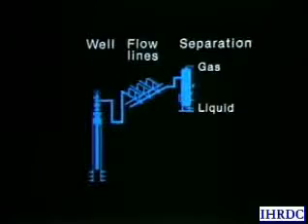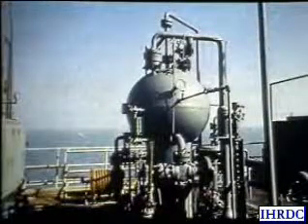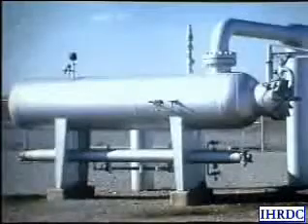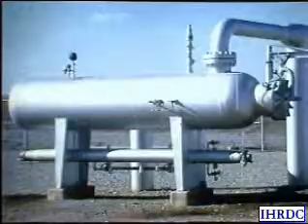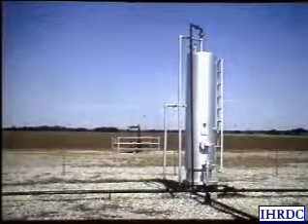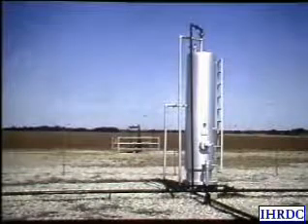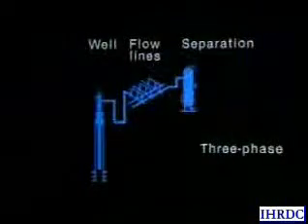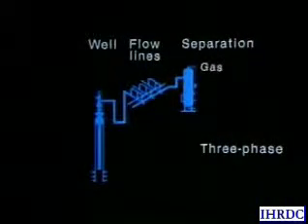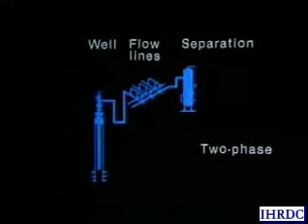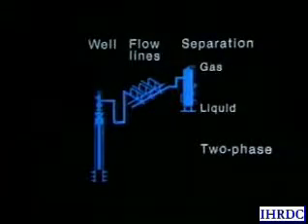Separators are usually classified by physical shape. For example, we might have a spherical one, or a single horizontal one, or a double-barrel horizontal one, or a vertical one. Each type is more appropriate for a specific application, and its size depends on the volume of produced fluids to be handled. A three-phase separator divides the production into gas, oil, and water. A two-phase separator divides the produced fluids into gas and liquid.